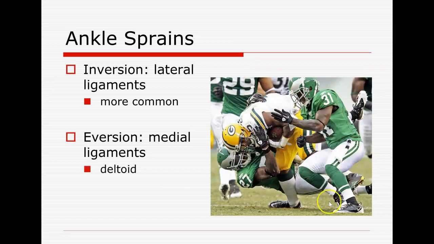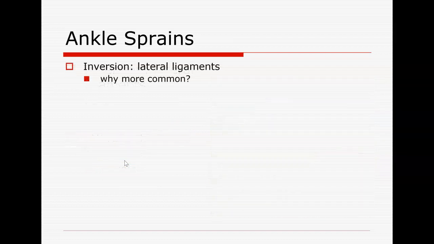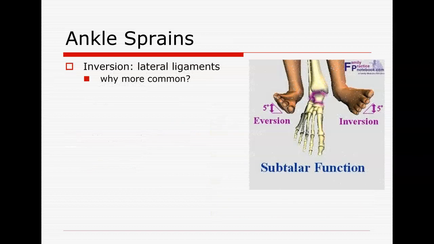But eversion ankle sprains, you can kind of see right there. It's very hard to get a picture of an eversion ankle sprain. This is an old picture because this doesn't happen. I want you to know too much eversion is going to stress the medial side, which is the deltoid ligament. That's what I want you to know. All right, so inversions are more common. I'm going to tell you why.